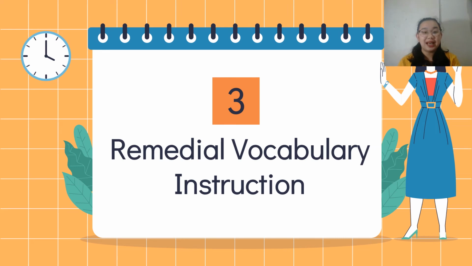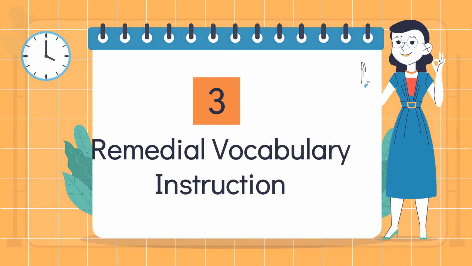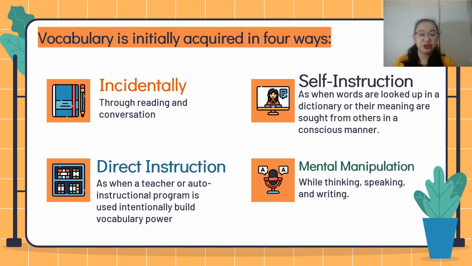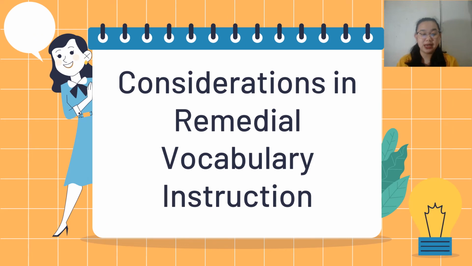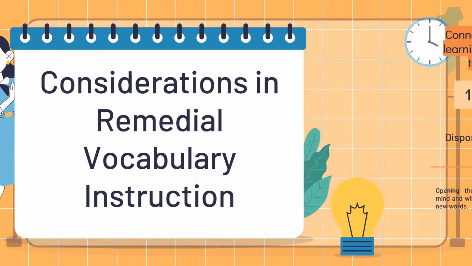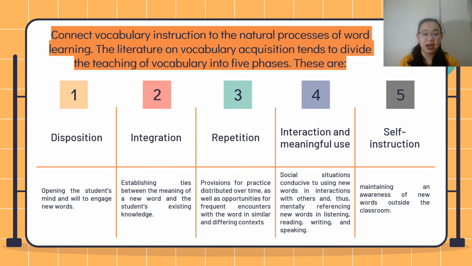And now, for our last topic, we have remedial vocabulary instruction. Vocabulary is initially acquired in 4 ways. First, incidentally, through reading and conversation. Second, for our first subtopic, we have the considerations in remedial vocabulary instruction. It says here that we should connect vocabulary instruction to the natural process of word learning.